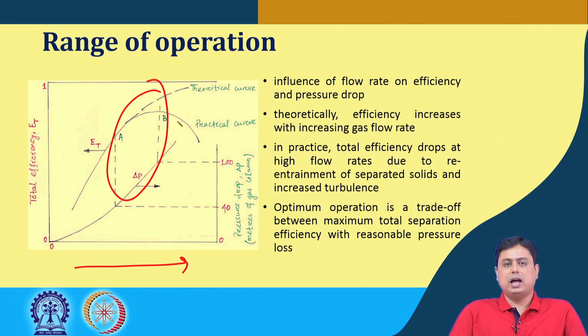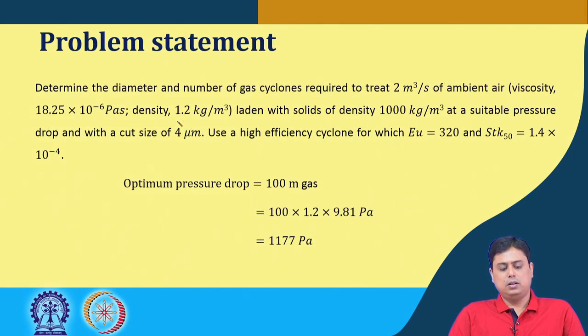So, based on these ideas, let us see a problem which implements these points, and we can further simplify our derived expressions or see its utility. So, say a problem says: determine the diameter and number of gas cyclones that are required to treat 2 meter cube per second of ambient air whose viscosity and density are known.